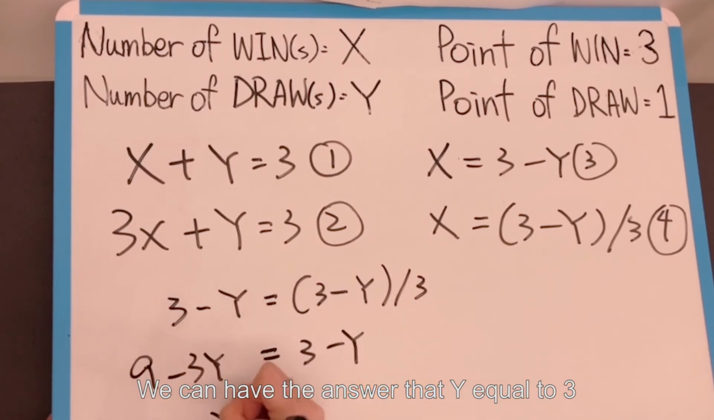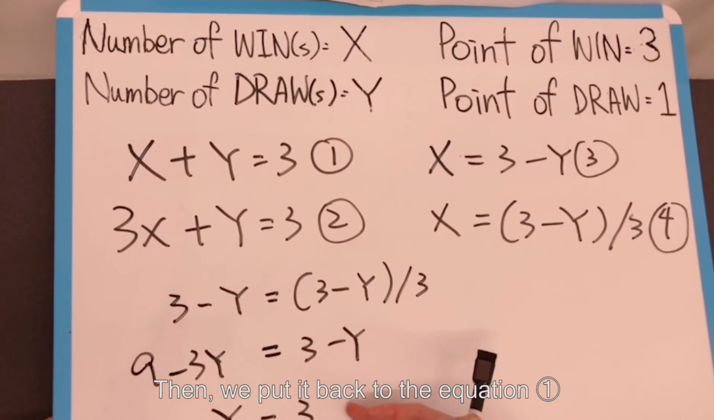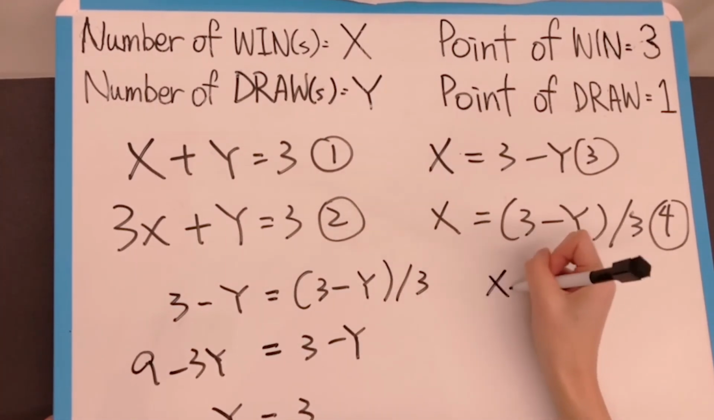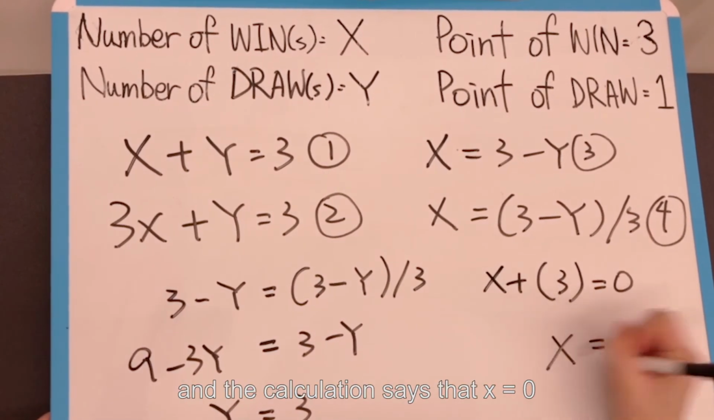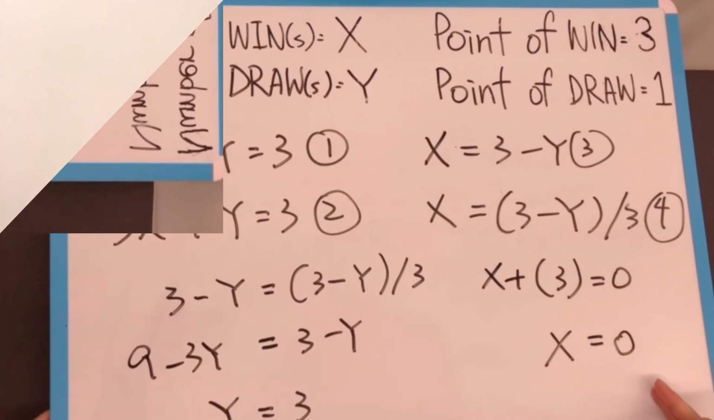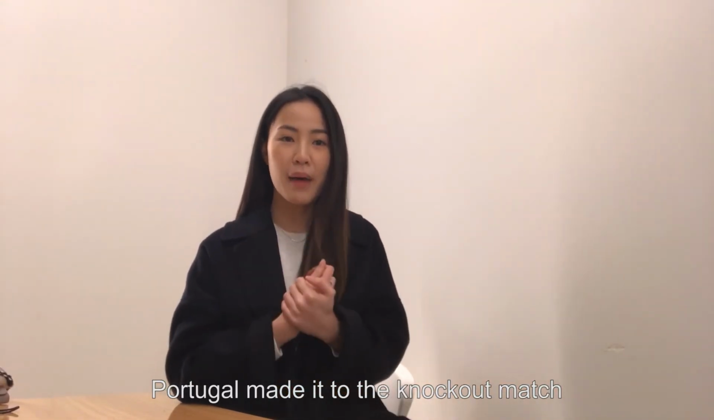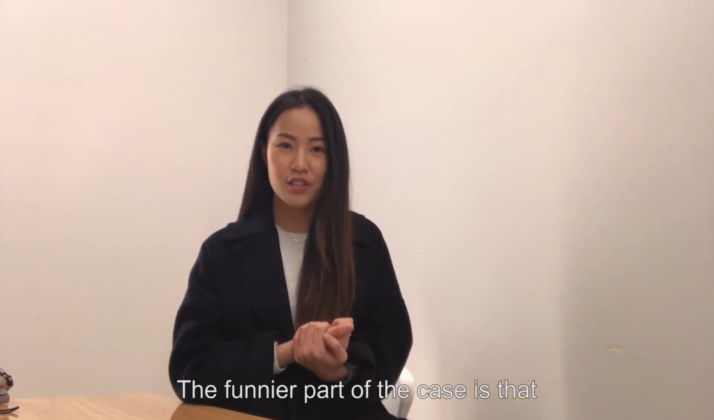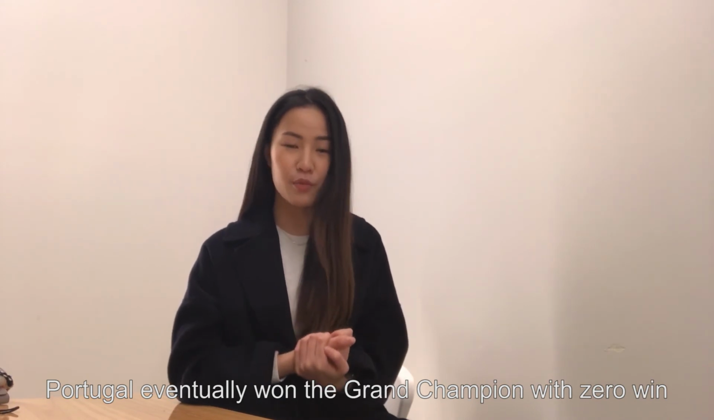We can get the answer: Y is equal to 3. Then we put it back into equation 1, and we have X equal to 0. From that, we can easily understand that Portugal made it to the knockout match with 3 draws and 0 wins. The funnier part of the case is that Portugal even went on to win the grand championship with 0 wins.